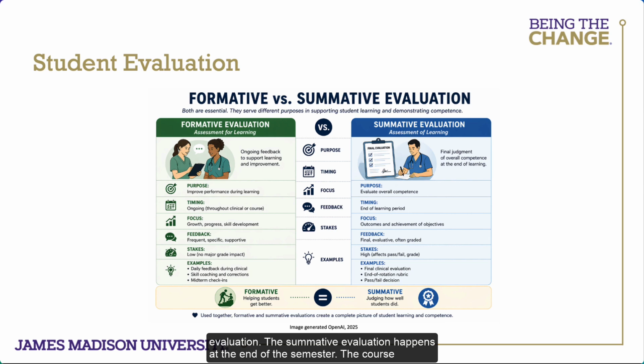The summative evaluation happens at the end of the semester. The course faculty compiles all of the formative experiences and formative evaluations, in addition to the students' clinical coursework, to determine a final summative evaluation of how the student has overall progressed towards meeting the course objectives and attaining a level of competency defined by the course.